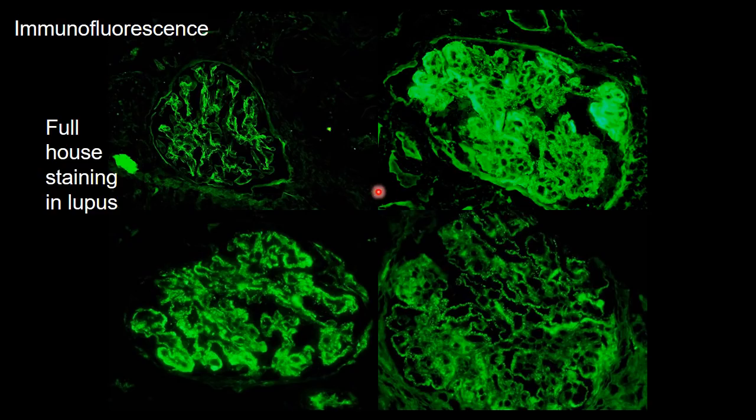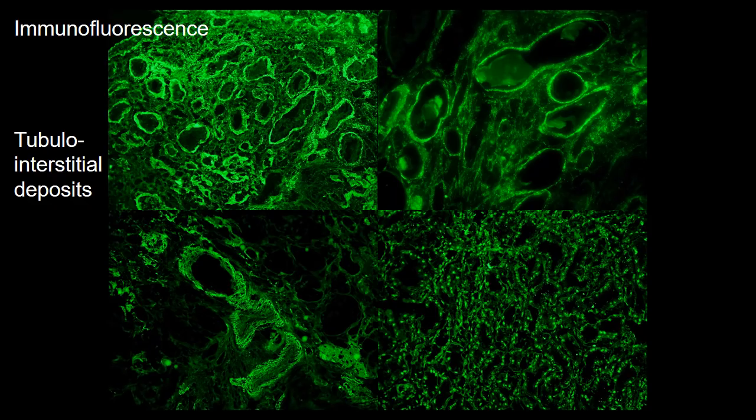In IF, typically, the pathologist will report to you that there is a full house staining. So pretty much every stain that they know about will light up. You can also see some tubulointerstitial deposits. So basically for lupus, my way of remembering it is that lupus largely affects pretty much everything in the kidney tissue. And you can see any of these patterns.